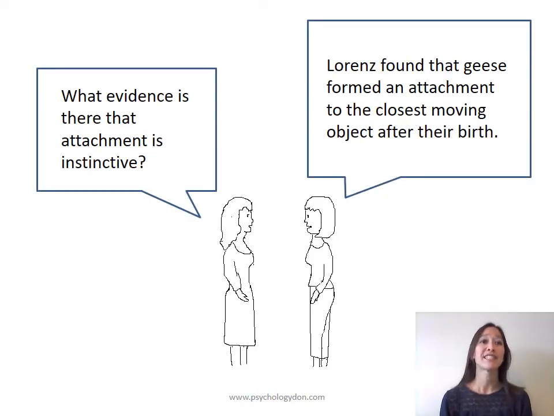So what evidence is there that we've evolved to form attachments and that attachment is instinctive and important for our survival? Well, Lorenz did a study on geese. He hatched a group of geese in front of him and he found that they attached to him. He concluded that attachment occurs during a critical period on the closest moving object after their birth.